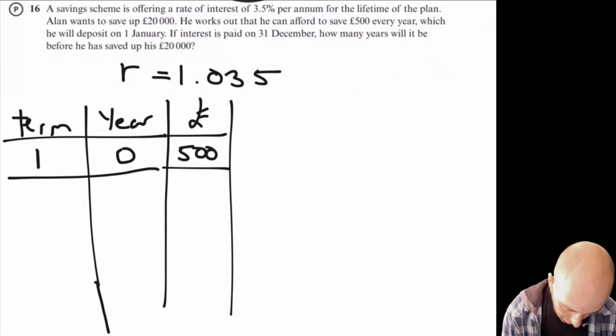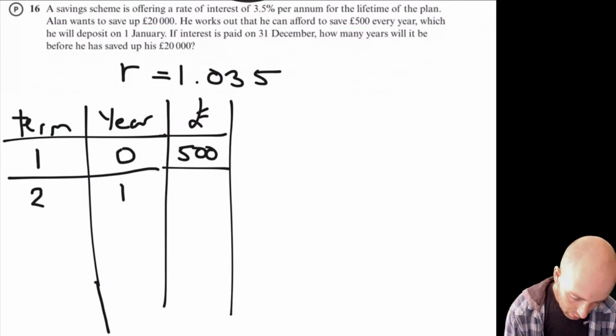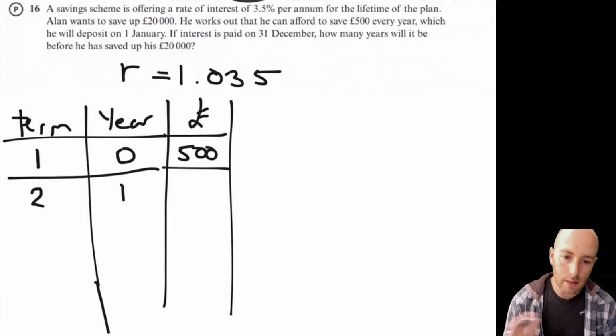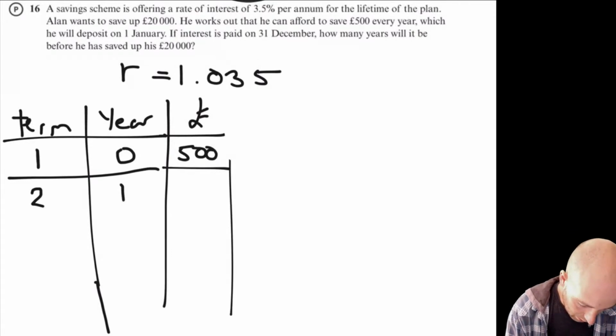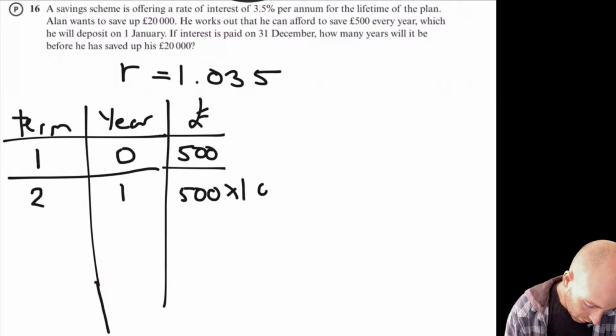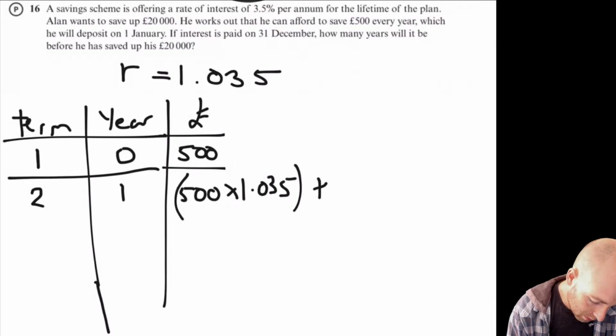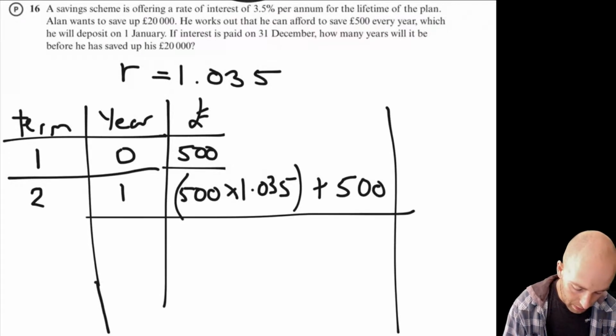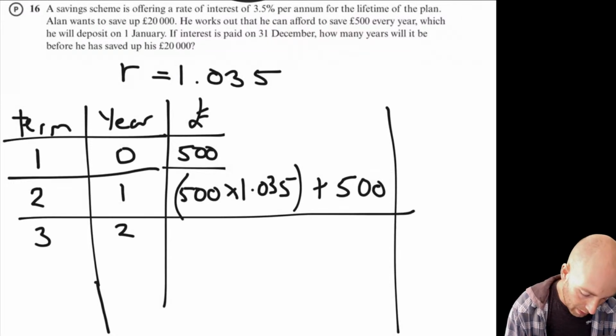All right, second term. It's going to be after 1 year. And how much is in the bank now? So the interest is applied to that amount. So we're going to get 500 times 1.035, plus he's going to put in another 500. All right, so another year passes, term 3, year 2. We now times all of that by 1.035.